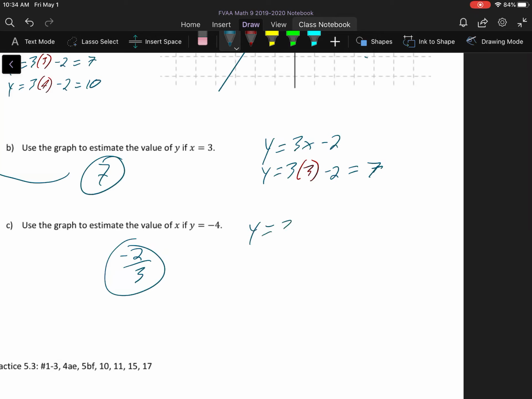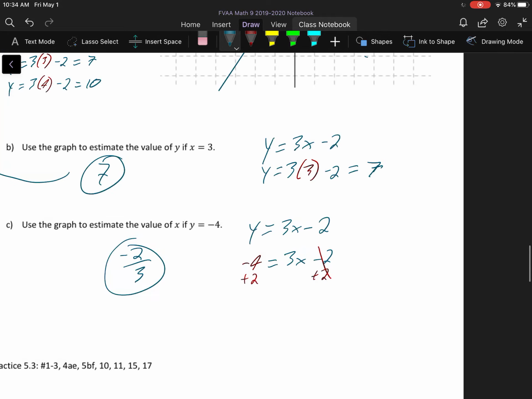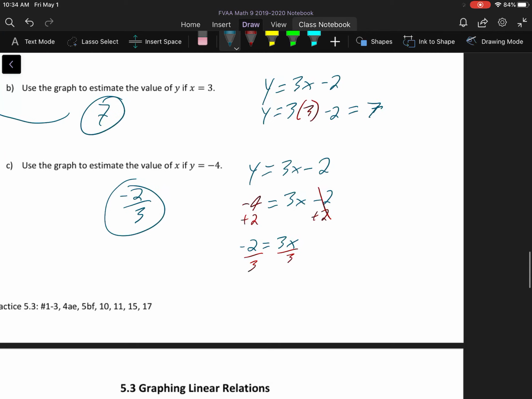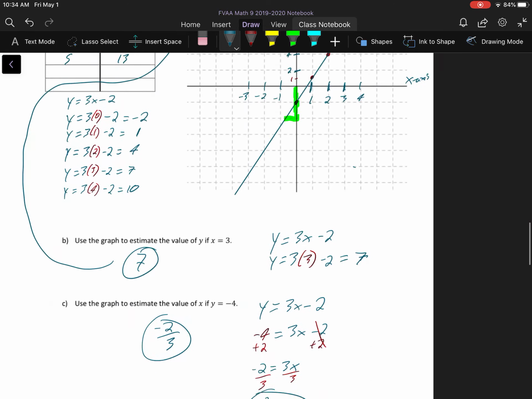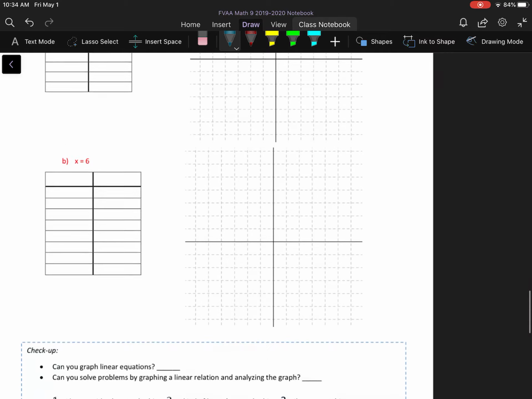And then y is equal to 3x minus 2. Negative 4 is equal to 3x minus 2. I'm going to add 2 to both sides to cancel out that, which gives me negative 2 is equal to 3x. And then divide both sides by 3, and lo and behold, I get negative 2 over 3. Okay, so we did a good job in our graph there.